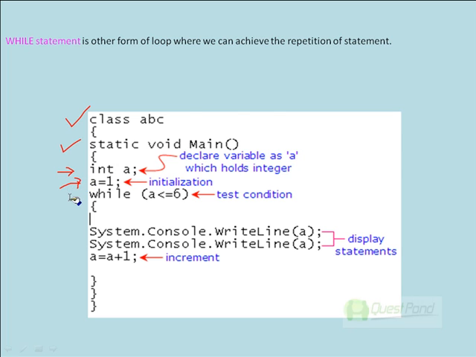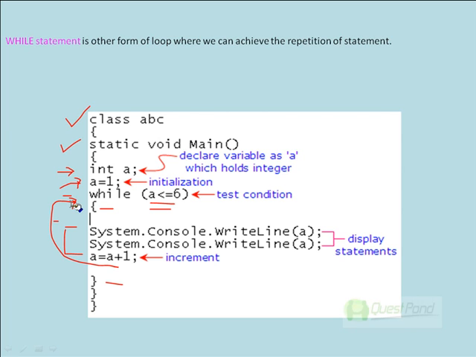Thereafter we have written the while statement, in which we have given the test condition, which says that a is less than or equal to 6. Thereafter, in the open and close braces, we have given the display statement, and thereafter we have written an increment statement which will increment the value of a by 1, and thereafter loop and again test the condition till it becomes false and terminates the program.